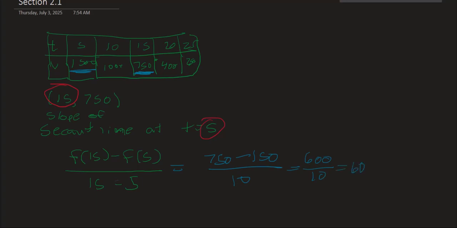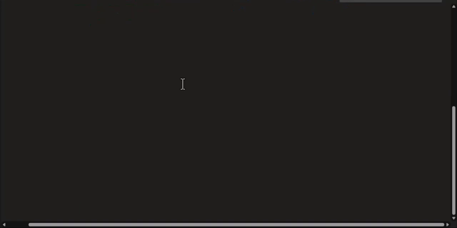Then part B says to estimate the slope of the tangent line at P by averaging the slopes of the two adjacent secant lines. So you would find the slope for 10 the same way you did here, and the slope for 20, and you just average those together. So that's problem number 1. All right, let's take a look at problem number 2.